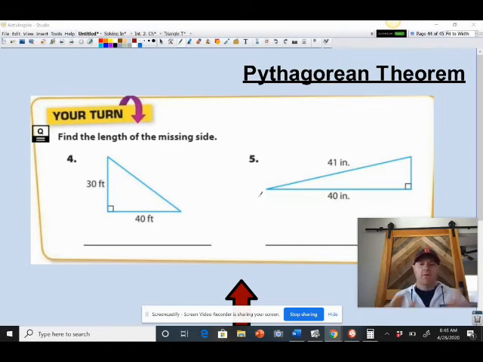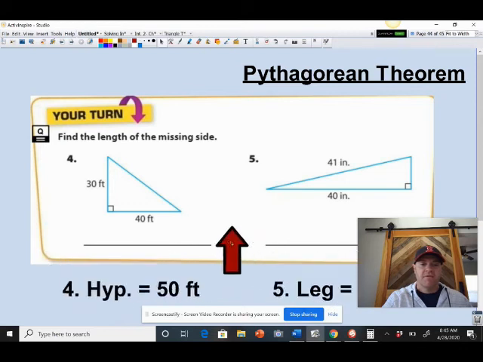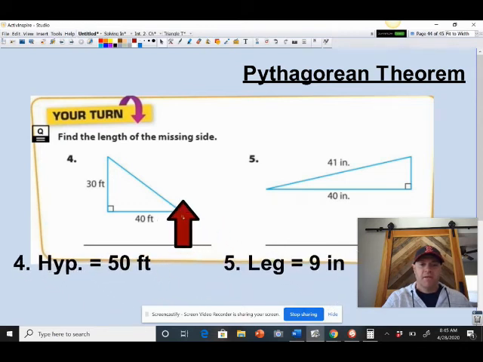And we're back. Okay, here are your answers for these two problems. Let's see how we did. Answers for 4 and 5. There you go. The hypotenuse here is going to be 50 feet, and this missing leg over here is going to be 9 inches. Hopefully that helps you.